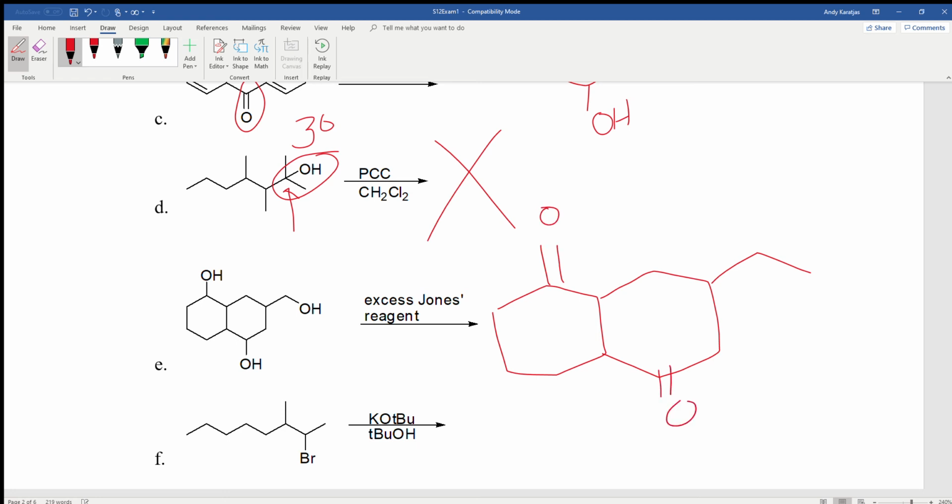In addition, we also know that any primary alcohols will be oxidized by Jones reagent to give us the carboxylic acid. And given the fact the problem tells us we have excess Jones reagent, we know we have more than enough of the reagent to fully oxidize all of the alcohols.